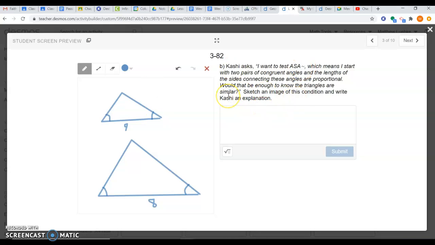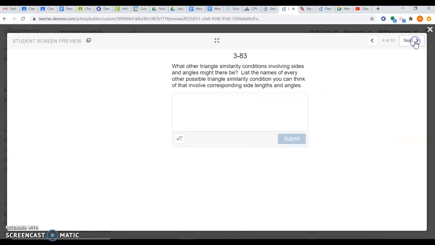We're trying to say, is this enough information to say that these are always going to be similar? Now think about what I have here. I have A and A, okay? We should know from here that if you have two angles, that's probably going to be enough. So do we even really need the side? Then we have a sketched image and you can make an explanation here.